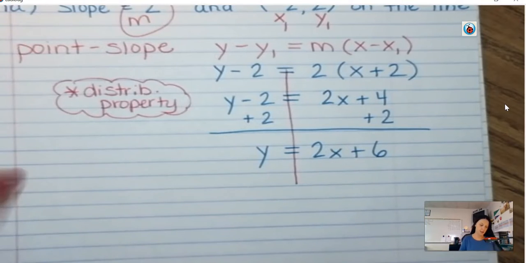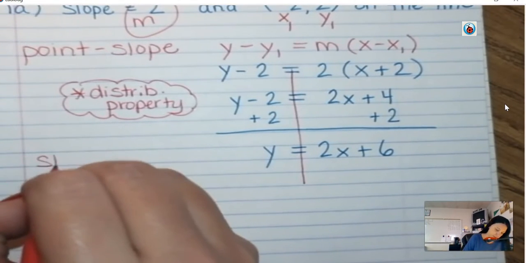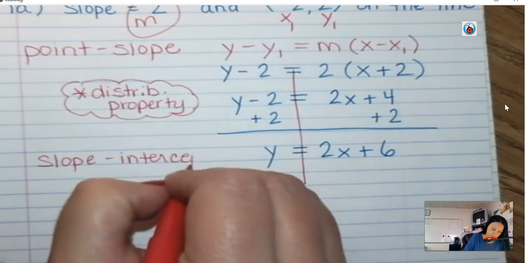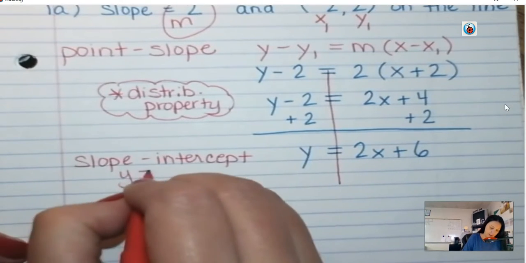And you'll notice this is slope-intercept. So slope-intercept is y equals mx plus b.